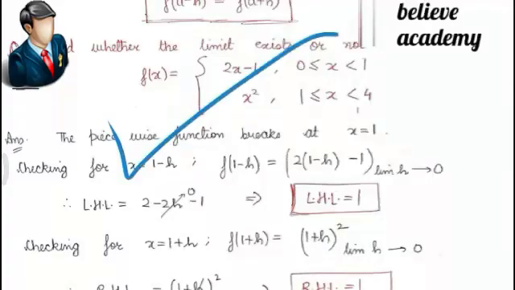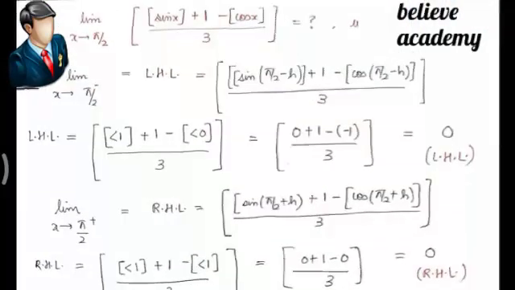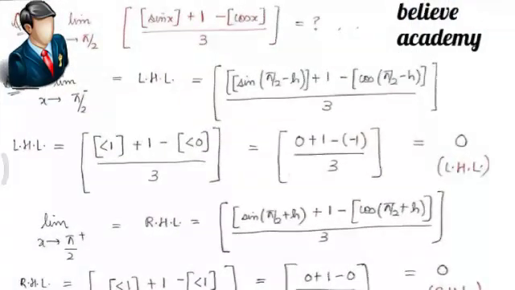Okay, now let's move on to the next function where we deal with the greatest integer function. So the question has been asked to find the limit x tends to pi by 2 greatest integer function of sin x plus 1 minus greatest integer function of cos x upon 3.